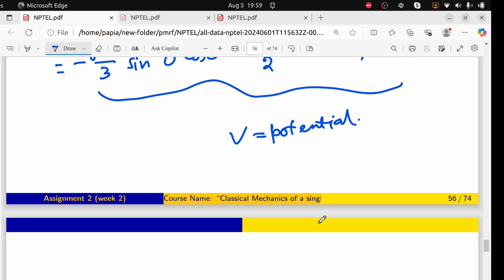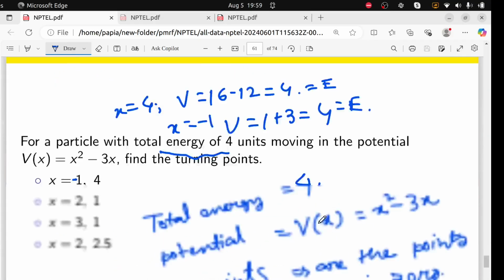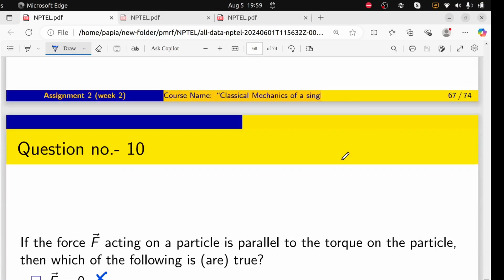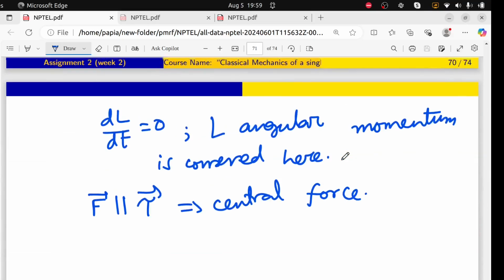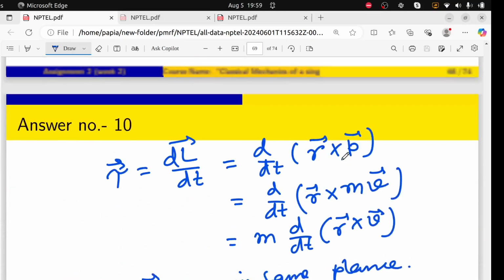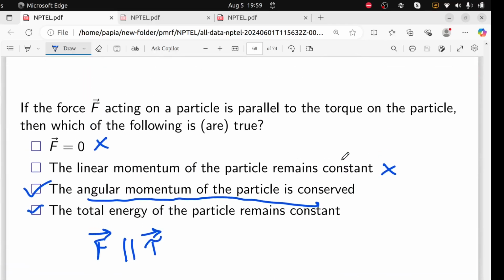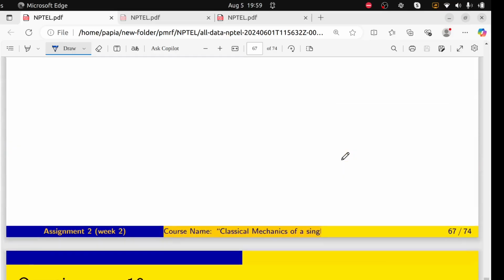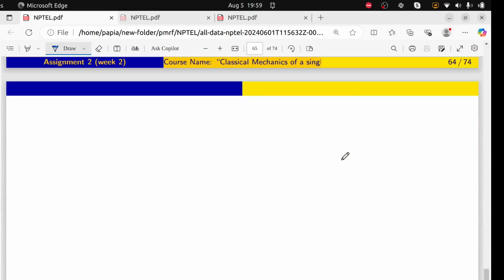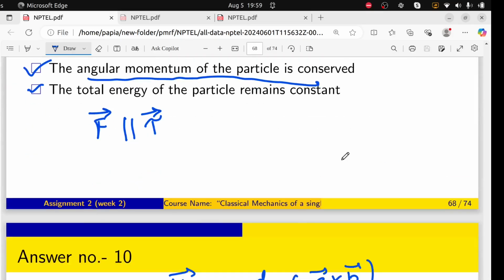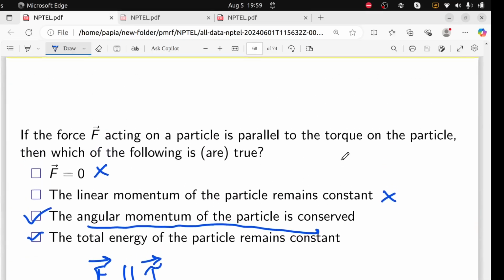Okay. So these are the questions we were talking about for week number 2. I'm just going through the questions again here, all the 10 questions. This is the 10th question. Then the 9th number is this one. No, let me first go here. The 10th number is this one.